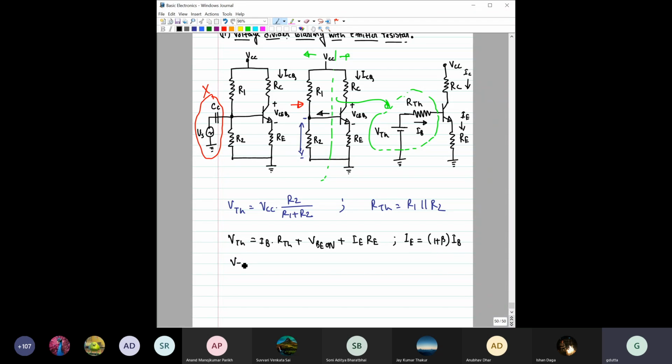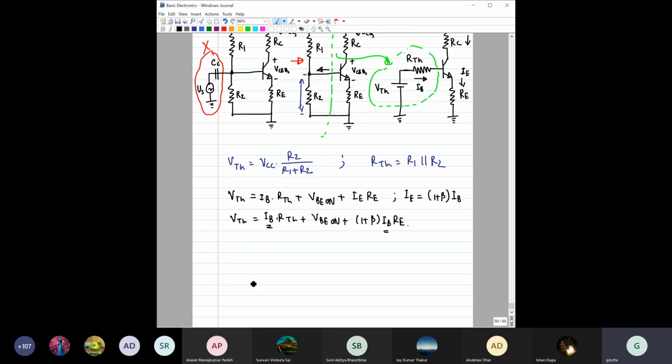So if you now substitute that here, it would become VBE on plus 1 plus beta IB RE. So you can see you have IB terms here. You can take IB common and try to find the value of IB from here.